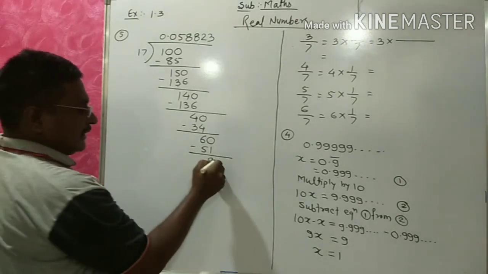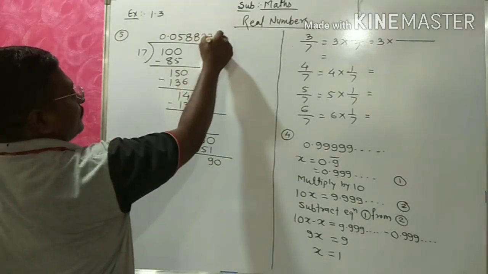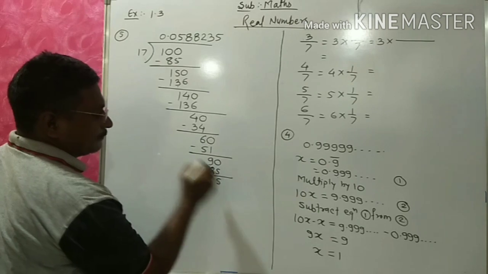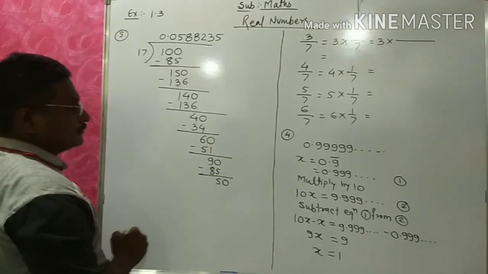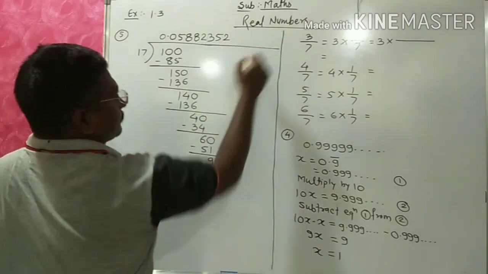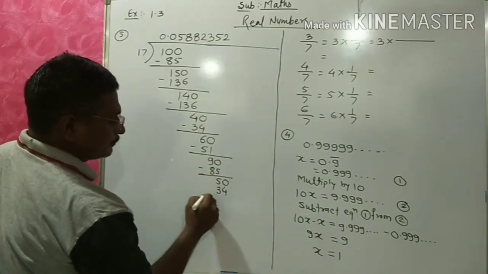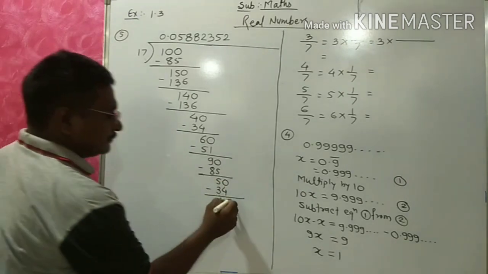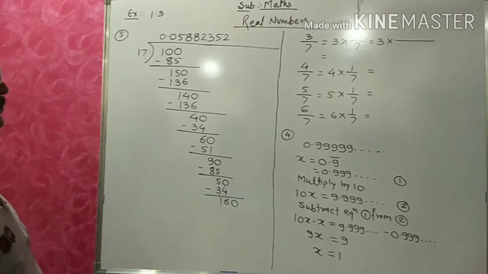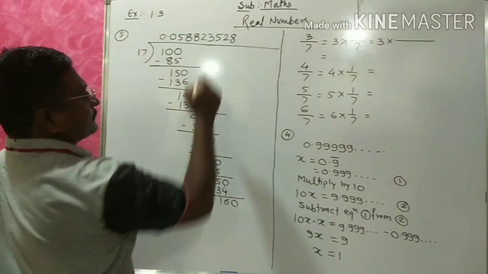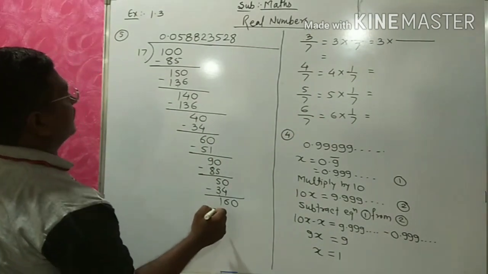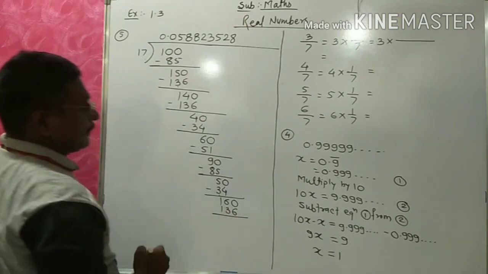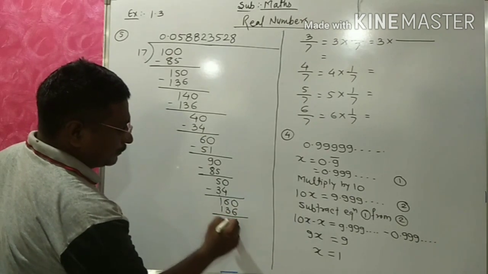9. Again 0. 17 5s are 85. 5. Again 0. 17 2s are 34. So what will we get? 6, 16, 160. So now what will we get? 8. So 17 8s are 136. So 4.